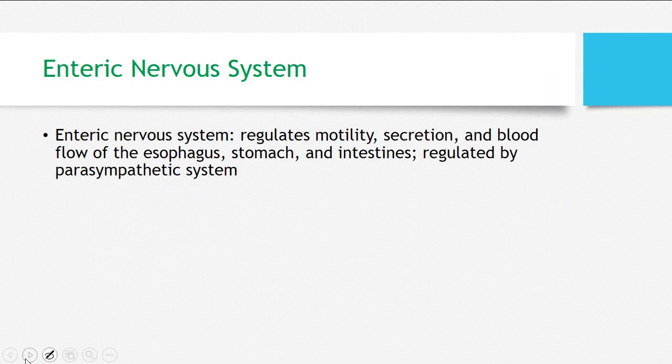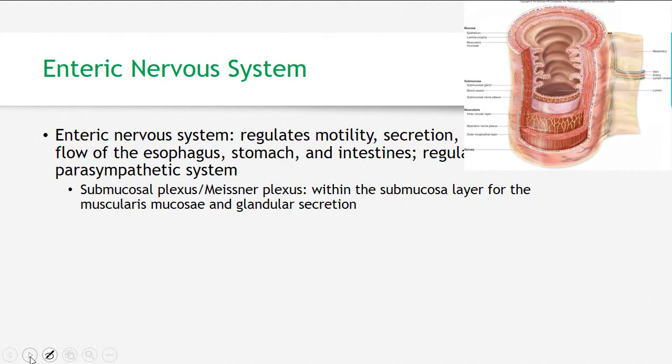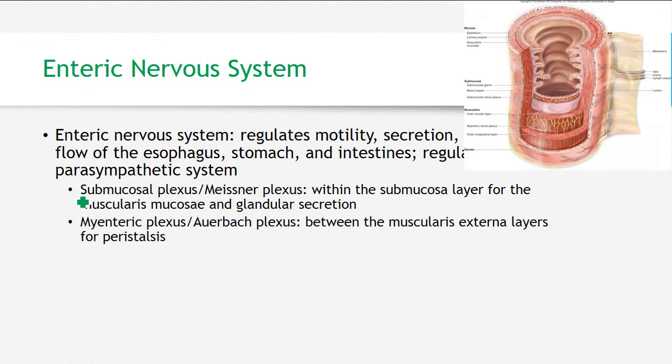Enteric nervous system, this is a review as well, because this is once again the nervous system that will regulate how the stomach will undergo peristalsis and the amount of enzymes that will end up being put into the digestive tract. Okay, so there are two plexuses that you need to know.